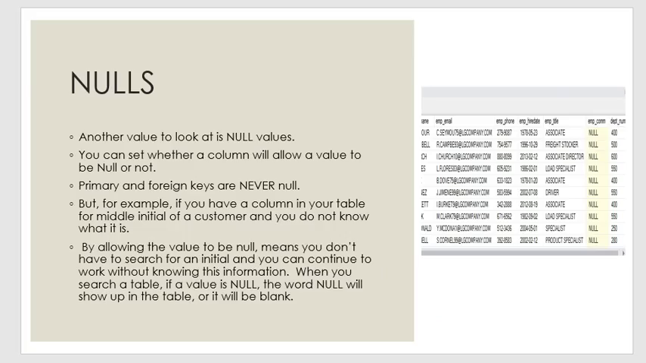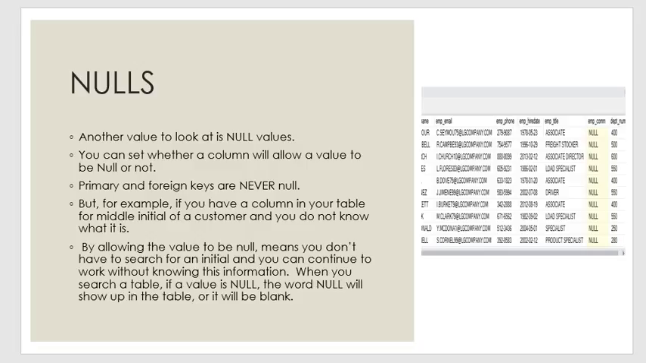Null values. Null values is just unknown. It's not empty, it's not 0, we don't know what it is. Now, in the primary and foreign keys, you will never have a null value because there needs to be a unique value to relate each one back.